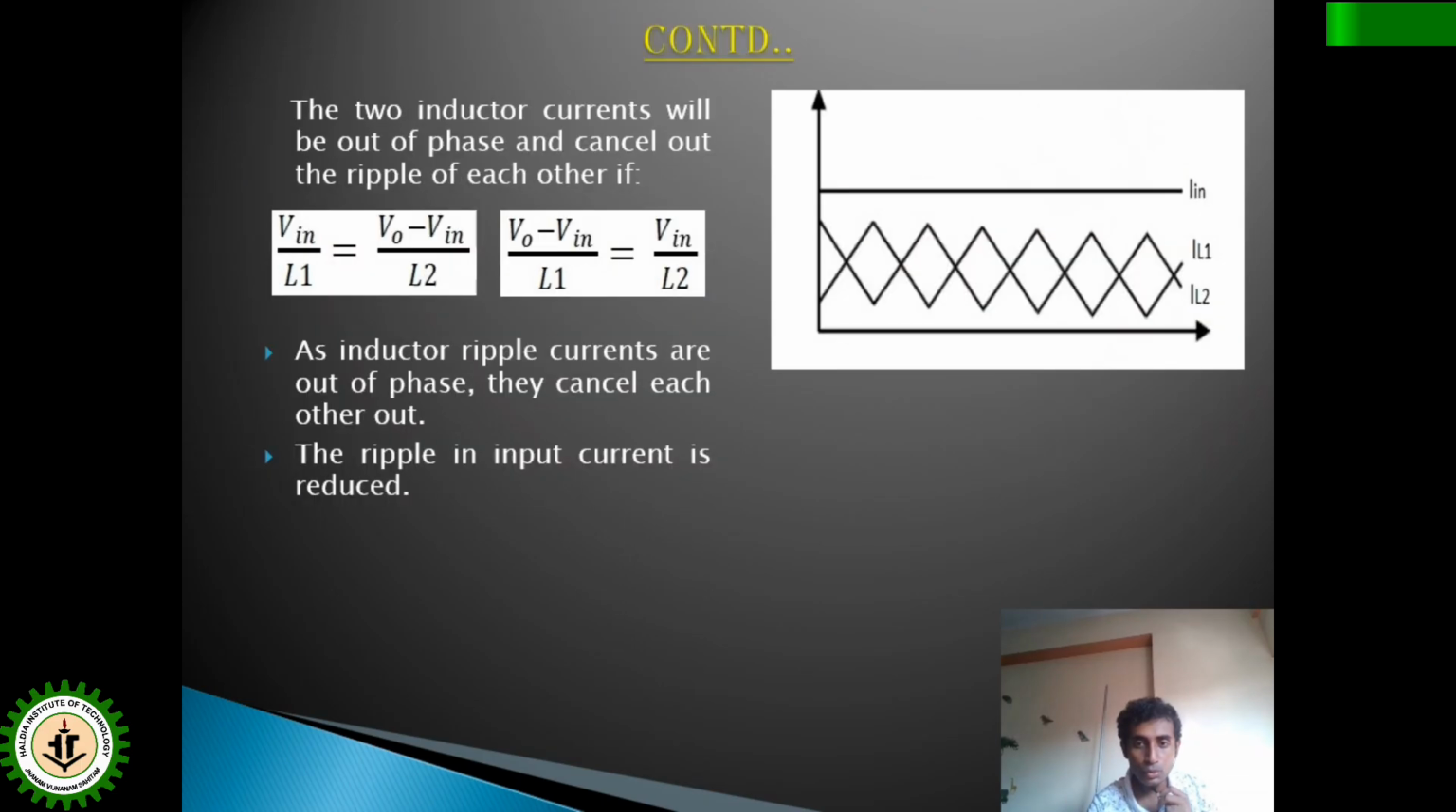So that is shown in this slide. The IL1 and IL2 are shown, how IL1 and IL2 can be made 180° out of phase, and their sum IL1 plus IL2 will be constant. When IL1 is increasing, IL2 is decreasing, and vice versa. So this is the advantage of using the interleaved boost converter.